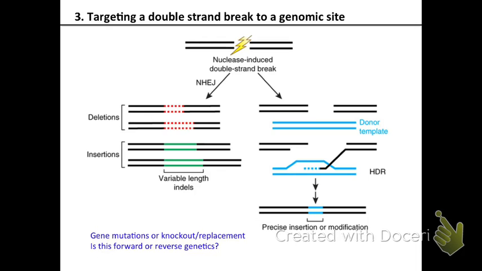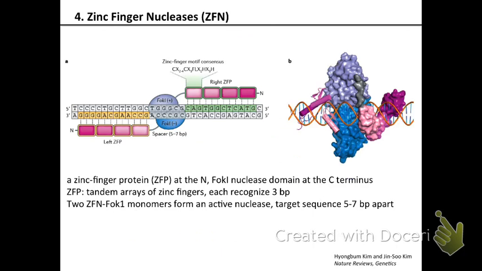Reverse, right? Because we know what the sequence is, we target that sequence. So we could typically do these with species that we've already sequenced, or we know some sequence information. Okay? All right. So what are zinc finger nucleases? This is one of the programmable nucleases.